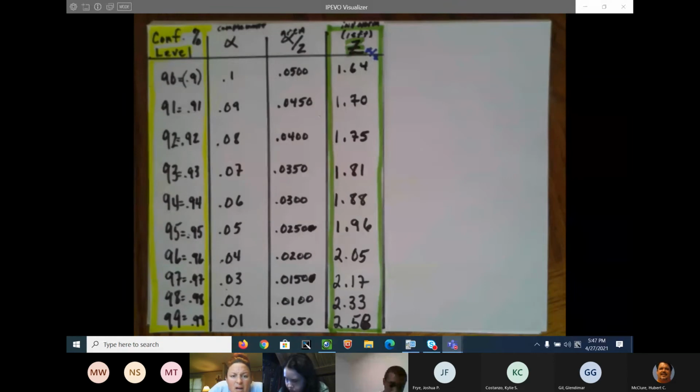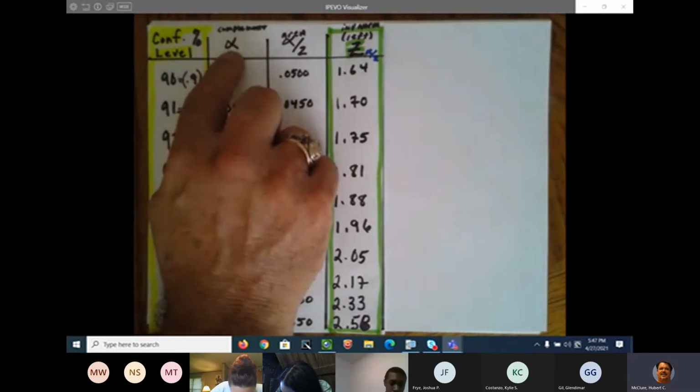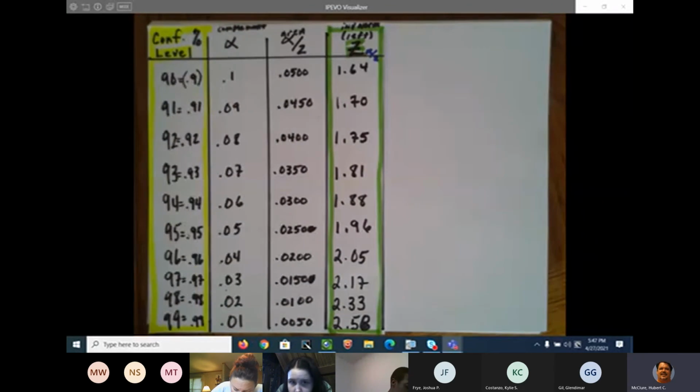Does that say complement of alpha at the top? Complement. And that's not X. That is called alpha. It looks like a fish pointing to the left. It's the Greek letter alpha. And the third column says area, alpha over 2. And the last column says inverse norm, z sub alpha over 2.